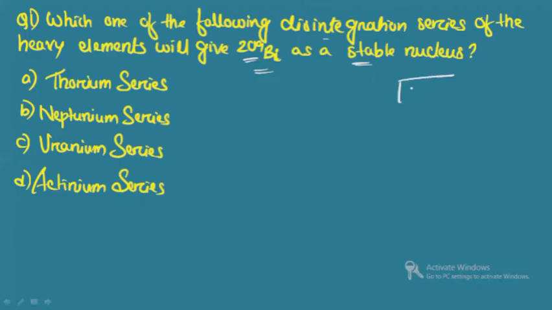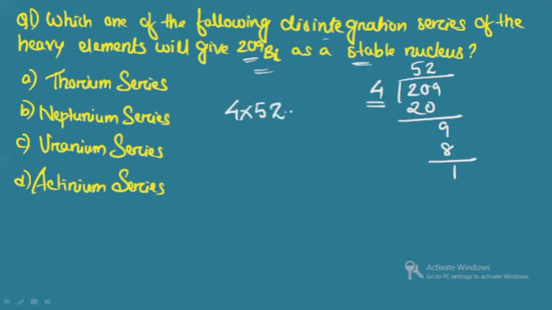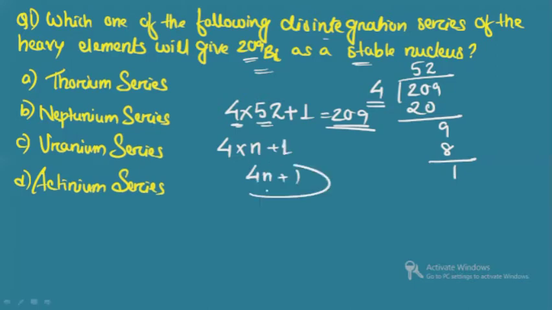So if you have the mass number to be 209, just divide it by 4. 4 5s are 20, here you will get 9, 4 2s are 8. So the remainder is 1. So now you have to see this is 4 into 52 plus 1, which equals 209. Yes or no? Now I'm considering this 52 to be n, and here only 1 is added. That means it is 4n plus 1.